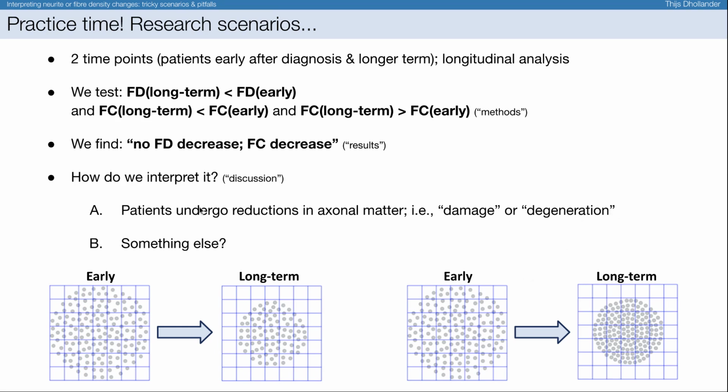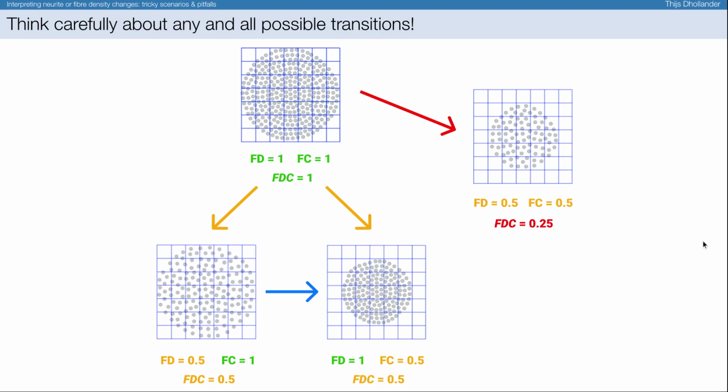So we can not write A. It's no degeneration. The number of axons here and here is actually the same. So again, we got caught out and we needed to check that the FD could increase. So this is really complicated, and at all times you need to think about all possible transitions.